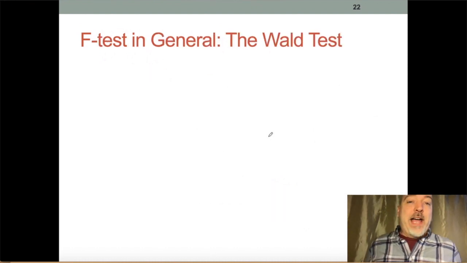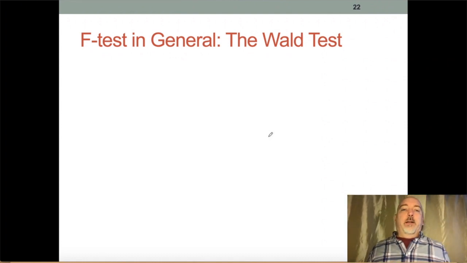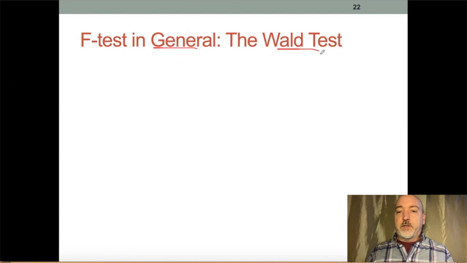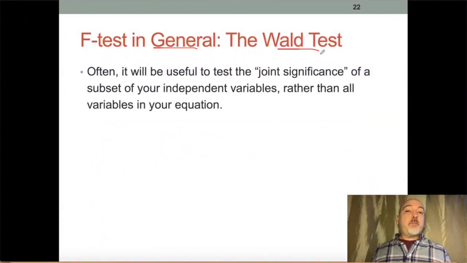Okay, so that is the, again, so-called default or goodness-of-fit application of the F statistic. Well, there's another application that's also going to be extremely useful, and this we'll just call the general or Wald test application, where we want to test joint significance of multiple coefficients, but we might not want to apply that to all of the coefficients in our model at once. We want to apply it to just a subset of our independent variables.